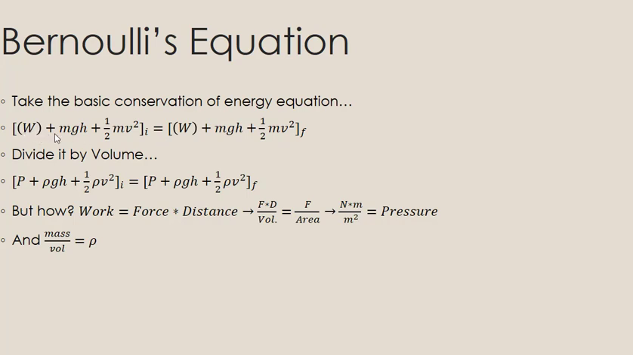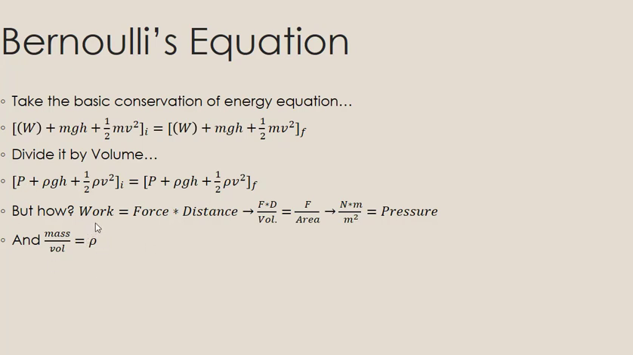So work plus potential energy plus kinetic energy, it's translational kinetic energy, on the initial side is equal to work plus potential plus kinetic final. Divide all of it by volume, and you get this. Well, how do you get that? How does work turn into pressure when you divide it by volume?